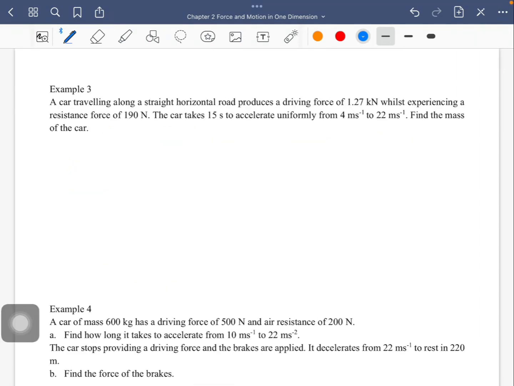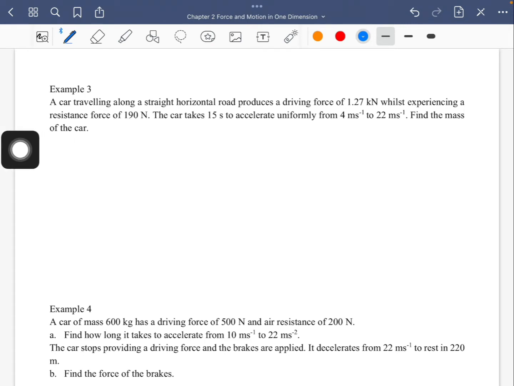Alright, next example, example 3, we have a little bit different problem. Let's say this: a car traveling along a straight horizontal road produces a driving force of 1.27 kilonewton whilst experiencing a resistance force of 190 newton. The car takes 15 seconds to accelerate uniformly from 4 meter per second to 22 meter per second. Find the mass of the car.